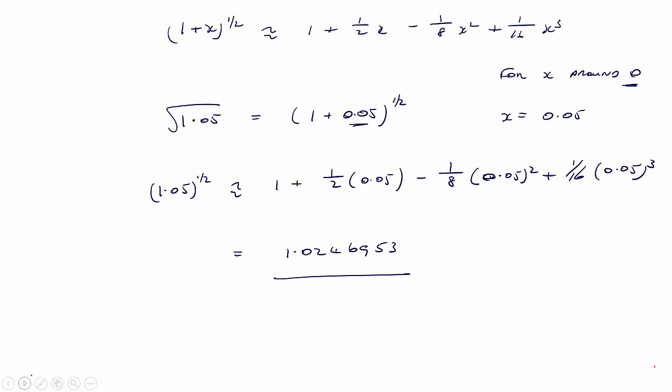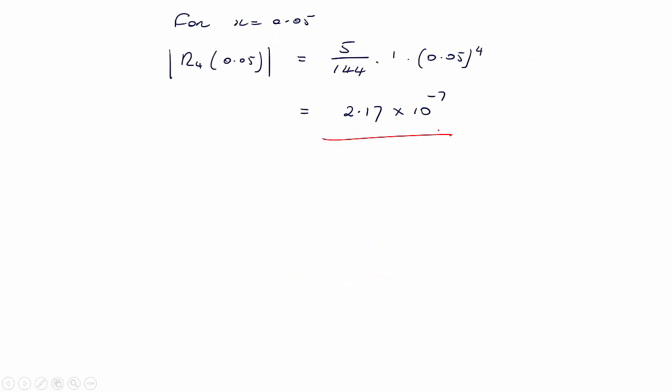So here we have our approximation for 1.05 to the half. How close is that to the actual value? That's the maximum remainder, so that's the maximum error that we'll have.